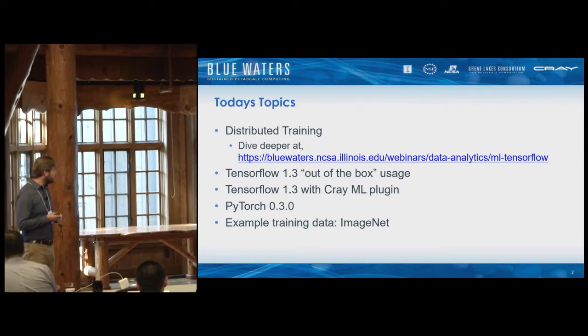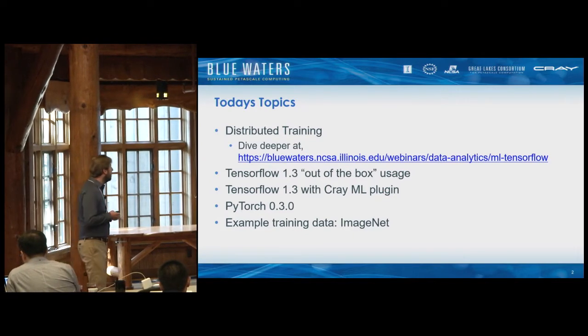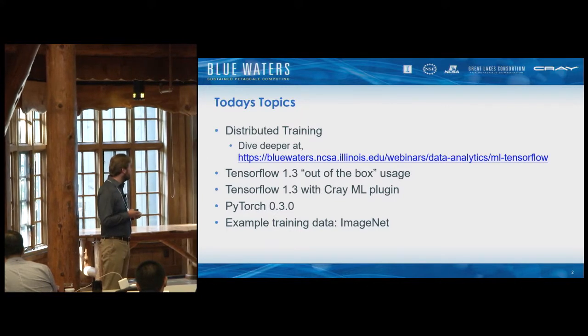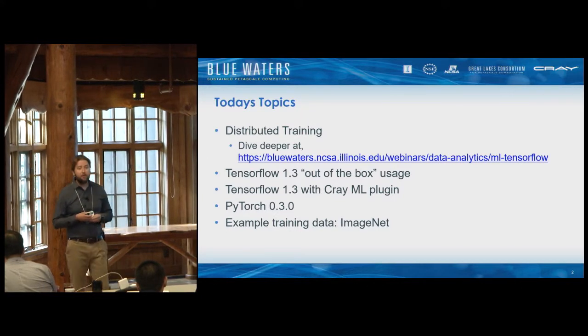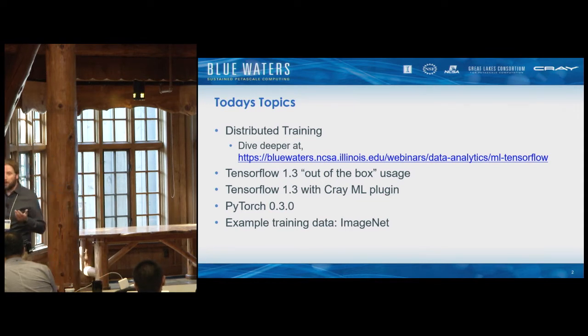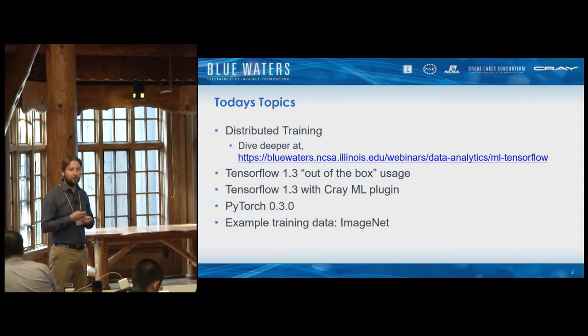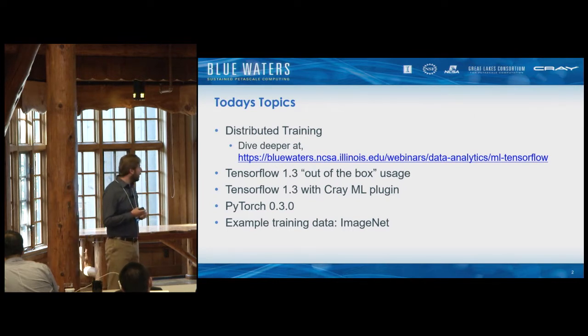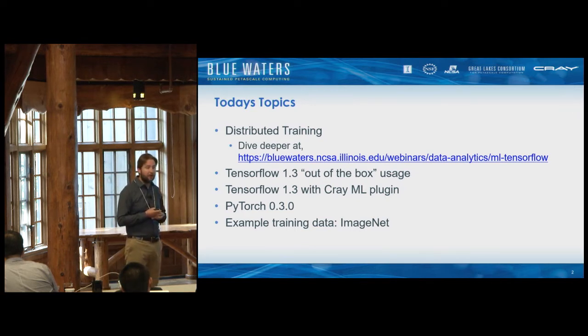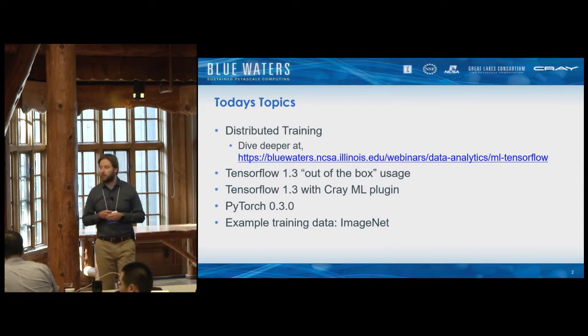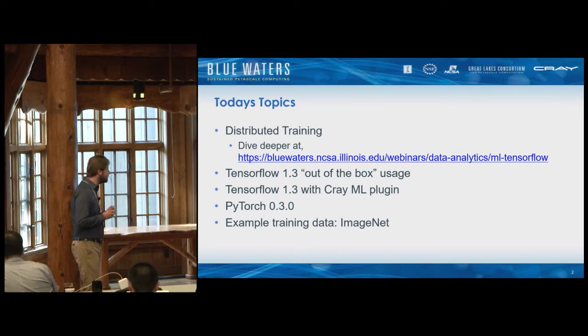So we'll talk about TensorFlow 1.3 out of the box usage. Then we have 1.3 with Cray's machine learning plugin. This thing's super neat. The out of the box version does not use MPI, and it uses TCP over the Gemini interconnect, which I've been told and have experienced is slow and bad. The Cray ML plugin gets rid of a lot of the formalisms that the out of the box usage has, and implements the parameter sharing over native MPI. So it's much faster, and it has a couple other pieces of secret sauce that we'll talk about today of why it's so neat.